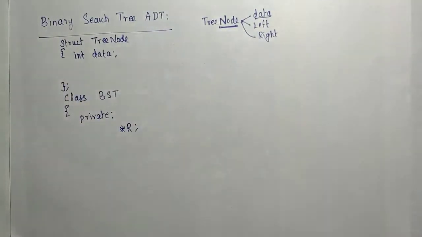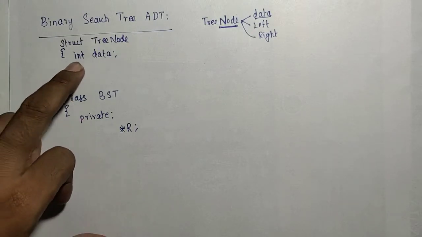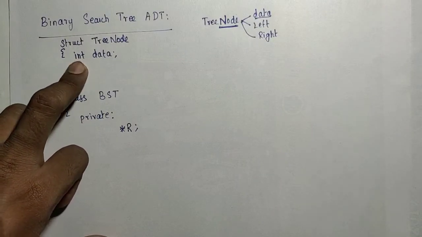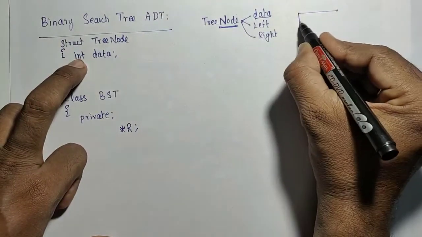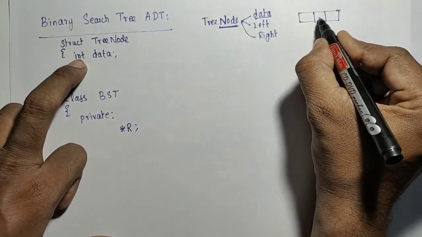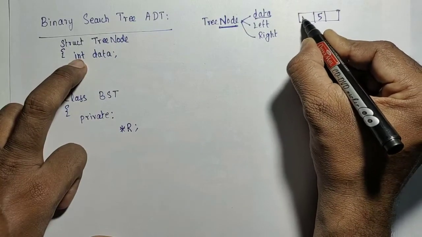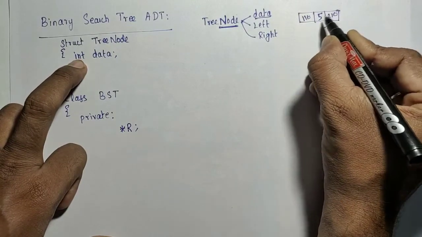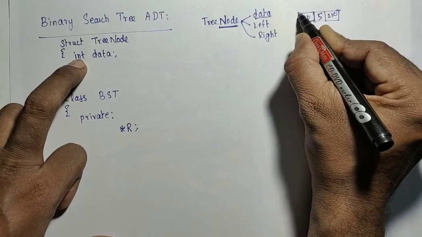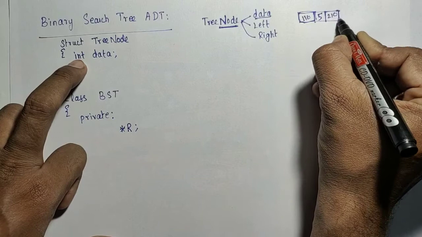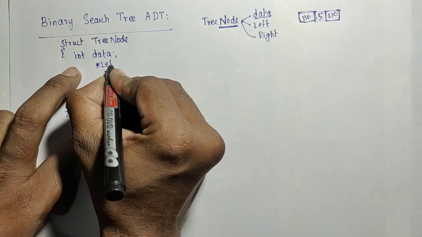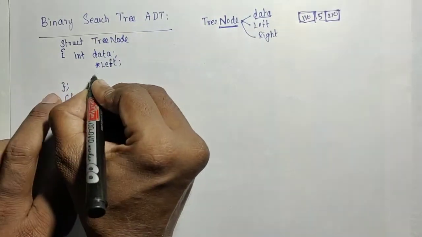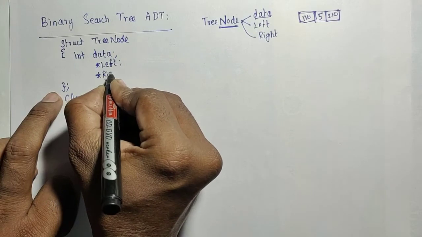If you want to create a generic binary search tree for storing any type, this type should be a generic type. That's all. And then what about the left? If this is the root, it means three fields. If it has 5, and this has 110 and 210, this is nothing but the address type. The left is the address of the left subtree, and the right is the address of the right subtree, like this. So the left is a star left, and then star right.